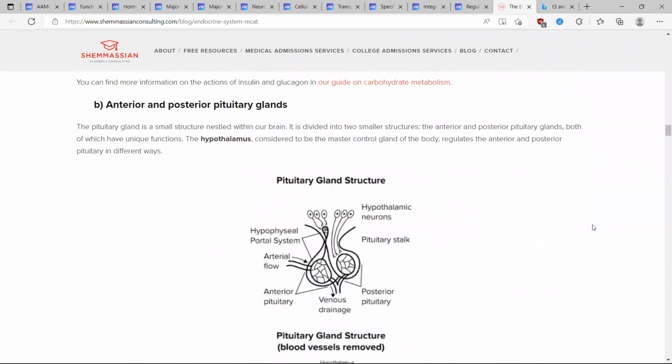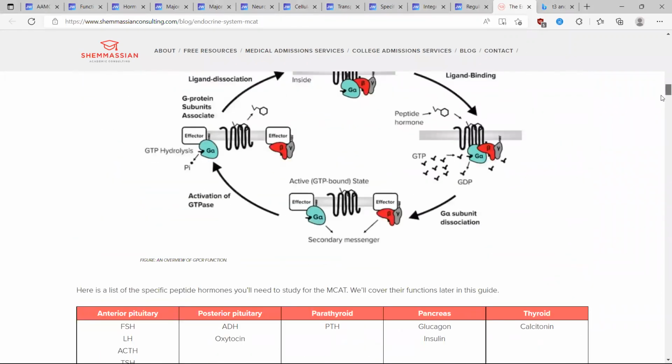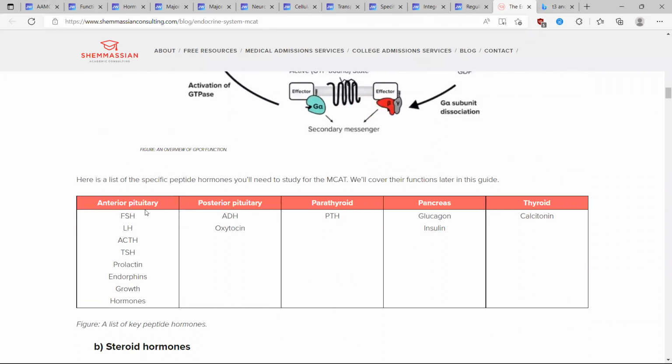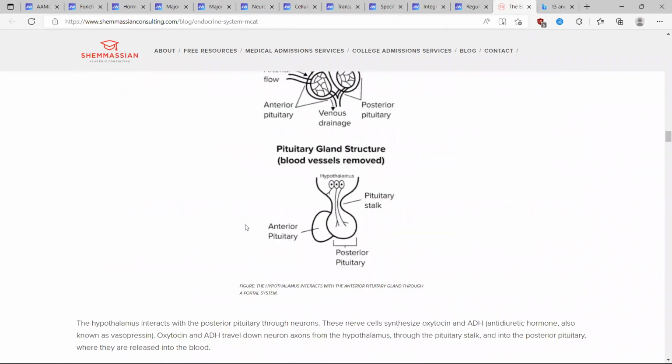Let's start here. So when we were looking at the peptide hormones, we saw a huge list of peptide hormones, right? Especially anterior pituitary and posterior pituitary. Okay, so let's look at that. What does that mean?